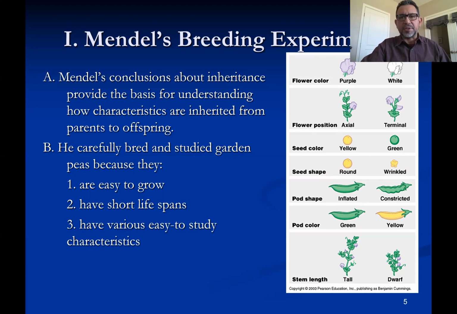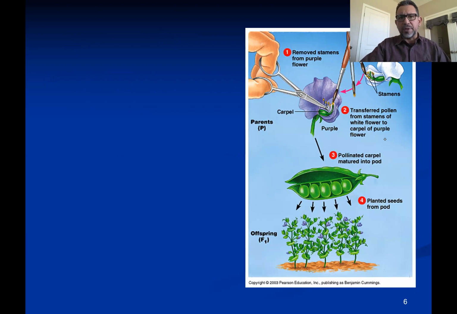They also have easy to study characteristics. So for example, if you look at the color of the flowers, they would either be purple or they would be white. The color of the seeds would be yellow or green, or the shape of the seed was round or wrinkled. And so as we go down the list, you will notice that for each characteristic, there are only two variations, two possibilities that could be observed. And that made it real easy and at the same time powerful to state his law of segregation and law of independent assortment. And so how did he do the process of breeding?